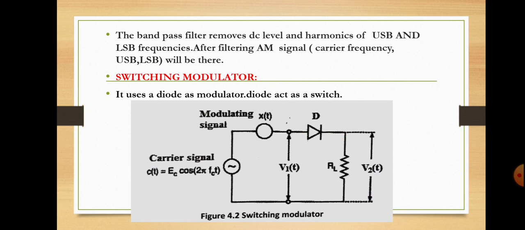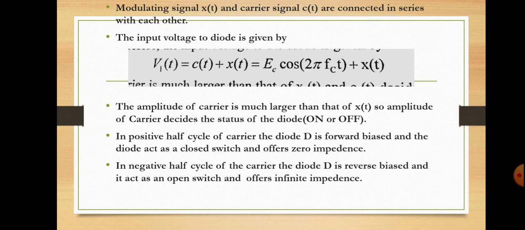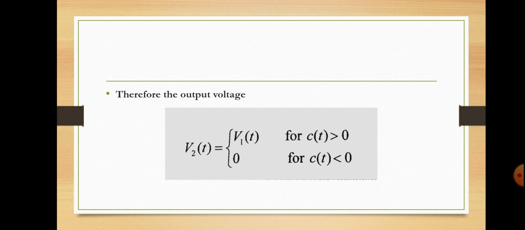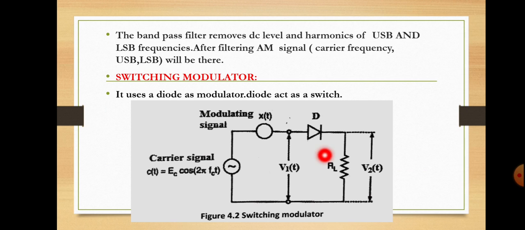Similarly, when the negative half cycle of the carrier signal comes, that means the voltage applied at the P side of the diode will be negative, so it will be reverse biased. At that time there will not be any output at the N side of this diode. So in the negative half cycle of the carrier, the diode D is reverse biased and it acts as an open switch. Open switch means it offers infinite impedance, so that no voltage appears at the output of this diode. So we can write the output as V2 of t. Here you can see V2 of t is the output.